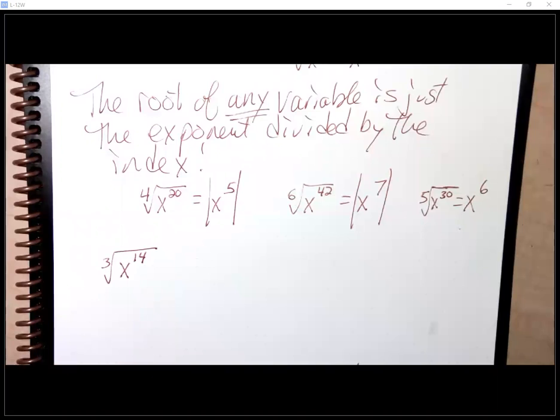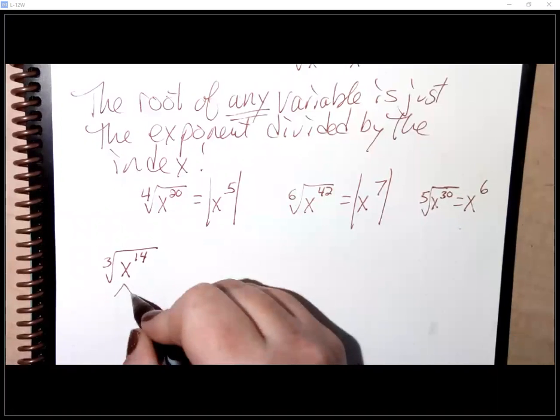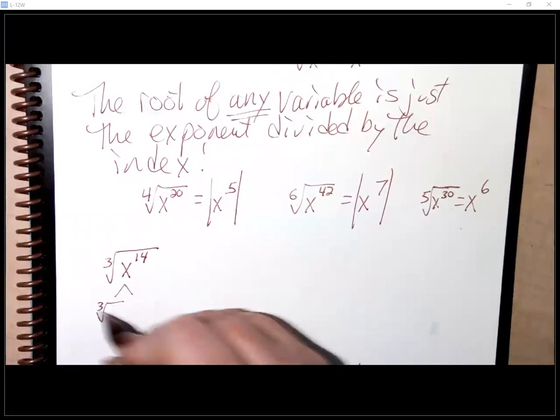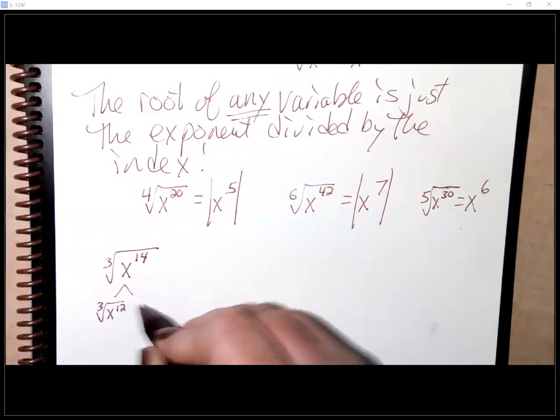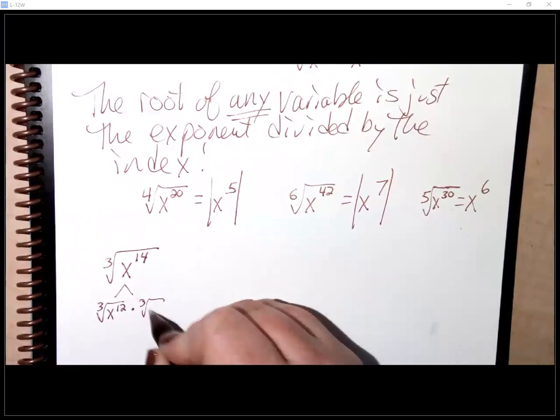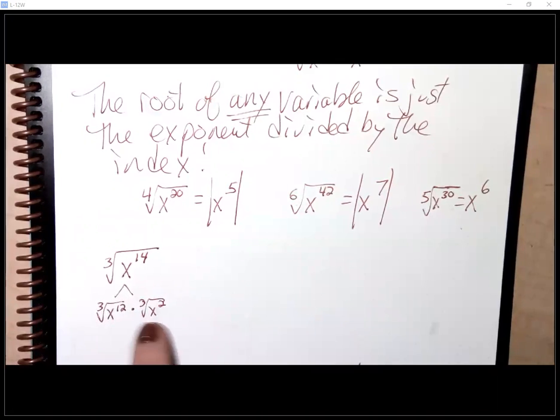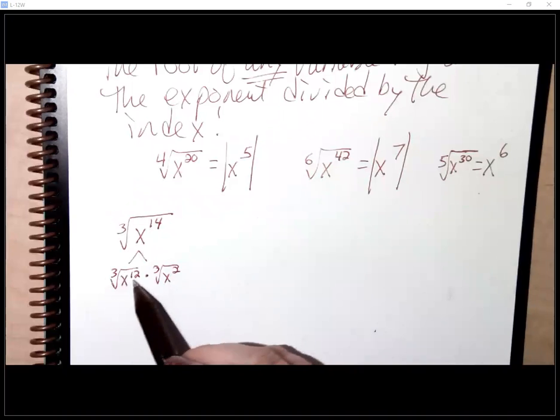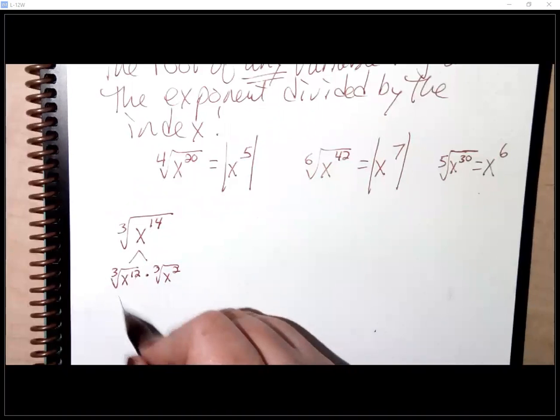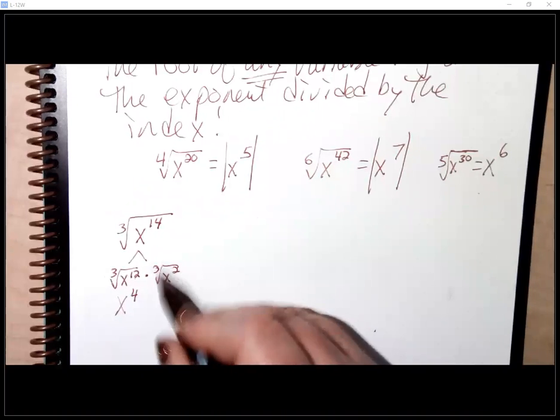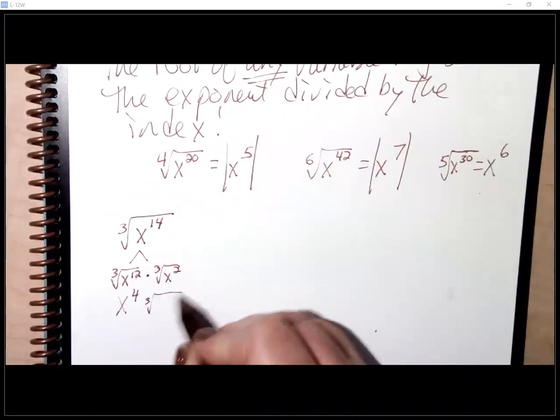But, Ethan, go down by 2. Go down by 2. Split this up. Cube root of x to the 12th times the cube root of x to the 2nd, right? Wouldn't x to the 12th times x to the 2nd really be x to the 14th? Yeah, but now I can do this because that's just 12 divided by 3. That just becomes x to the 4th. This chunk right here just can't be simplified. It just stays. That's my simplified answer.